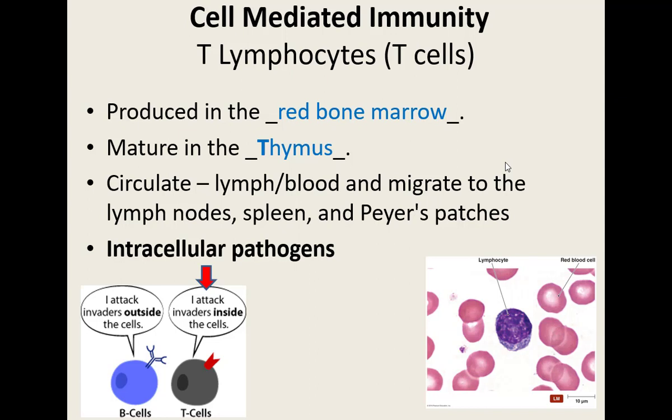Once they've matured, they migrate around. They patrol the body looking for foreign invaders. We can find them in the lymph, we can find them in the blood, we can find them in the lymph nodes, the spleen, and then in Peyer's patches.